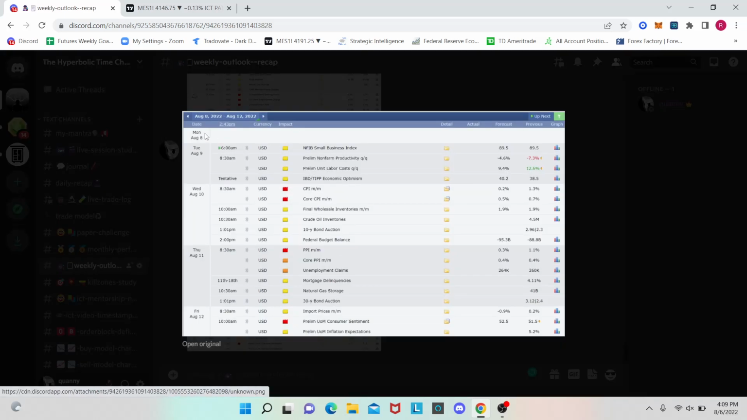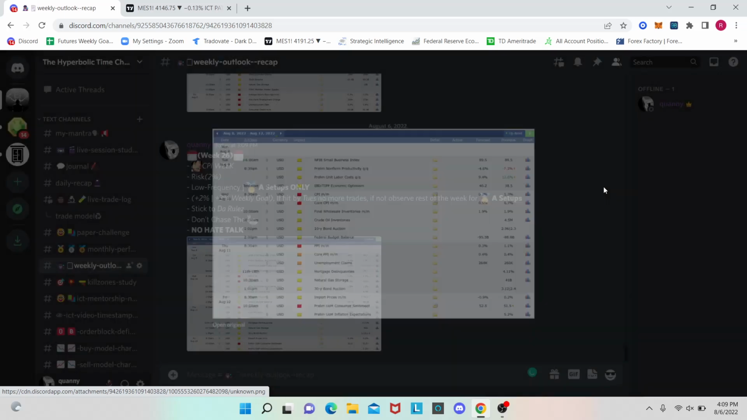So again, Monday, Tuesday, lower impact or no news. So I don't know if manipulation would be there, if the setups would be favorable. If it is, great. If it's not, also great. But Wednesday, Thursday, Friday, all high impact. So we'll observe those throughout the week, see how those work.